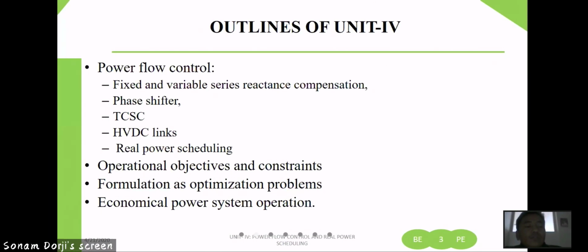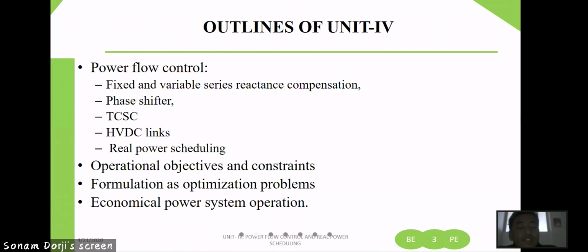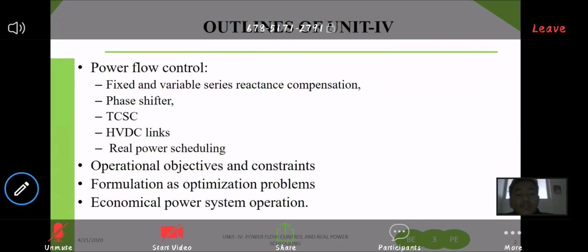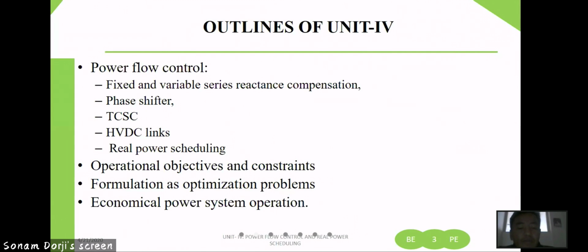So how to control? There are different techniques, and real power scheduling. Under real power scheduling itself, you will know the operational objectives. First you have to know the operational objectives, then the constraints. After knowing these two, we have to formulate the optimization problem. Then after formulating and solving that, you will know which system is economical for power system operation. So this is all about unit 4.